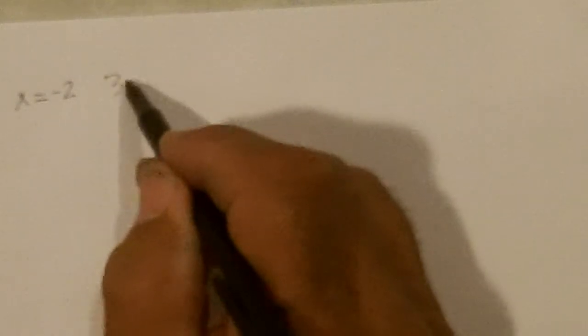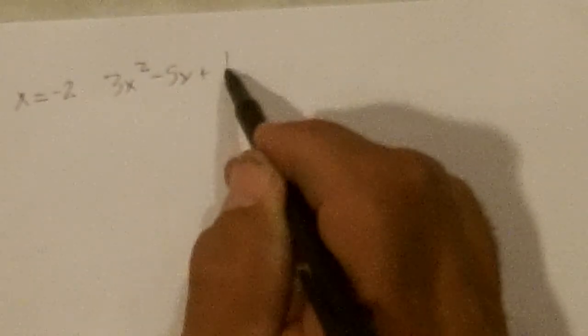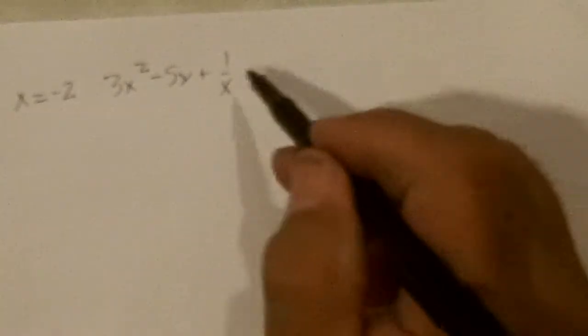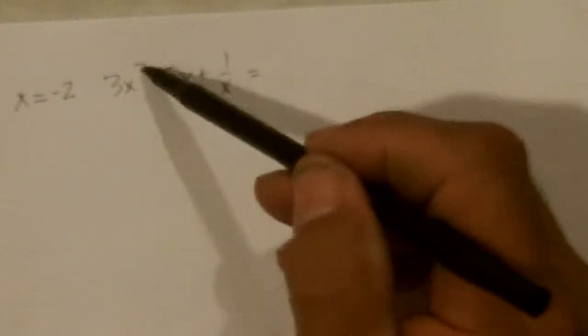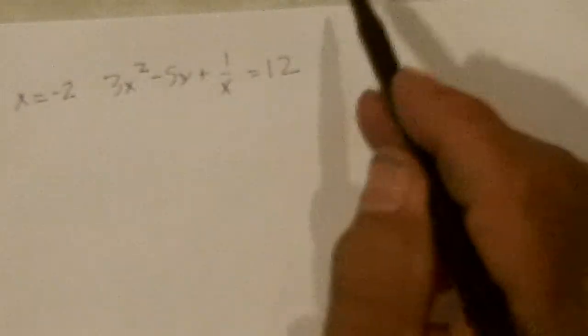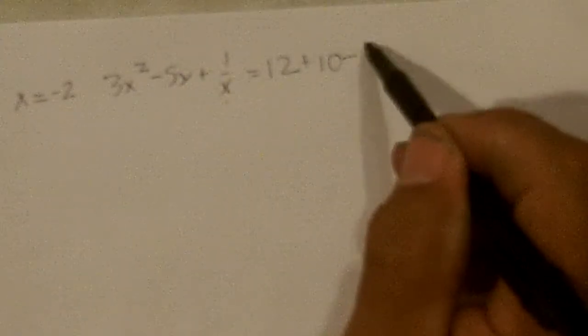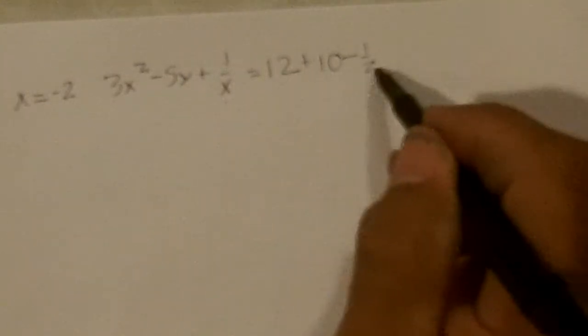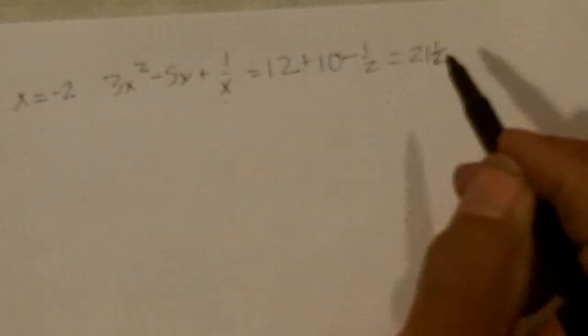If x equals -2, the value of the expression 3x squared minus 5x plus 1 over x is, so if you put -2 in, square it, you get 4 times 3 is 12. -5 times -2 is plus 10, and 1 over -2 is minus 1/2. So we get 22 minus 1/2, which is 21.5.